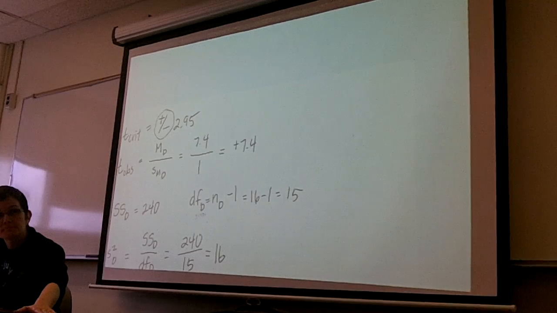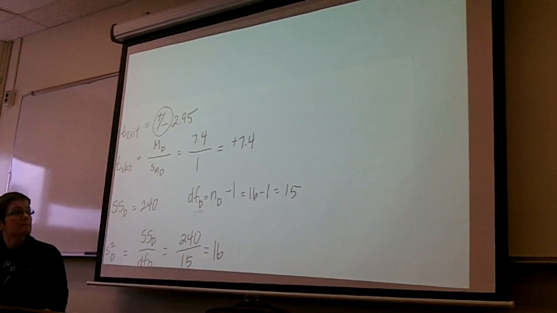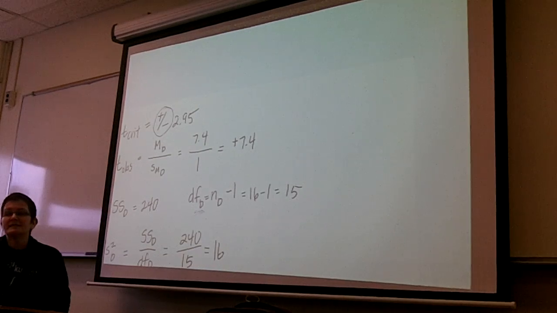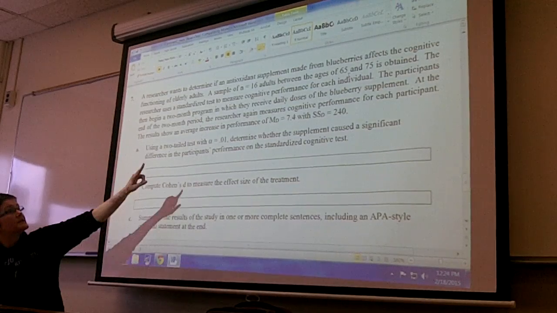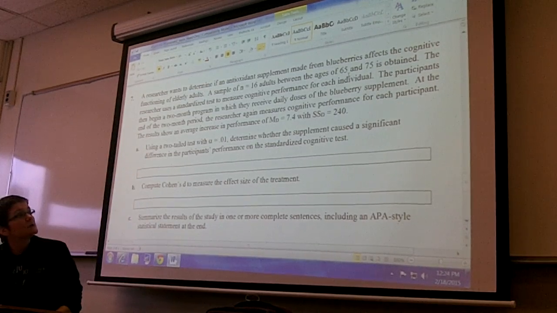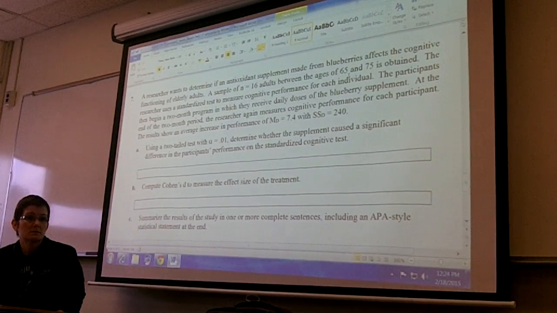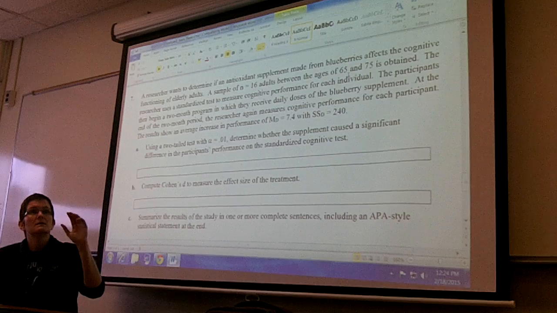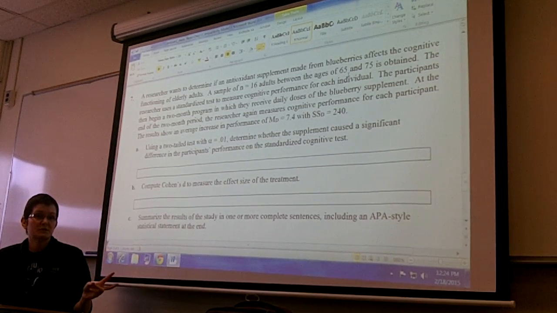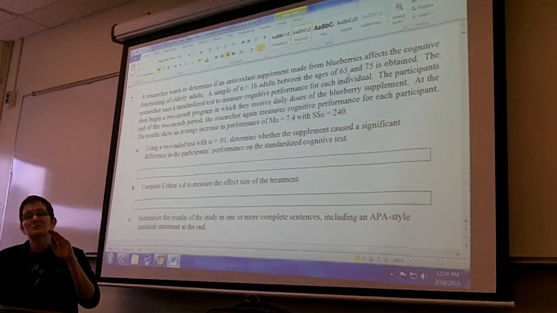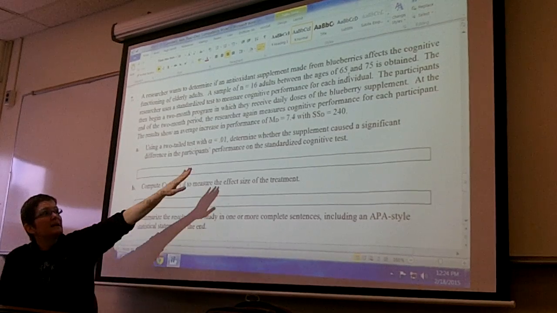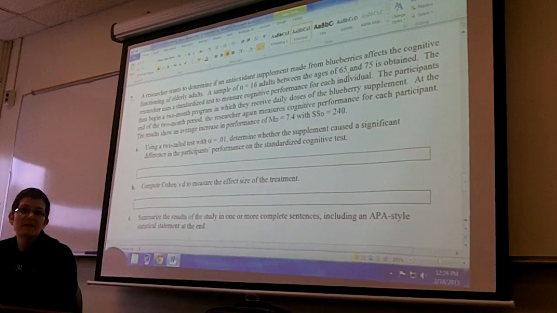Does that answer your question? Not really. I mean, so the N, you just combine the two groups' DFs? There's only one group. There's only 16 people. There's 16 adults, and we gather data from them twice. Then we calculate a difference score for each person, the difference between how they did before and how they did after. When we take the average of those difference scores, that's going to give you 7.4. That's where that comes from.